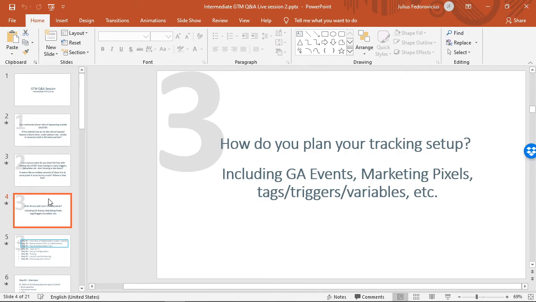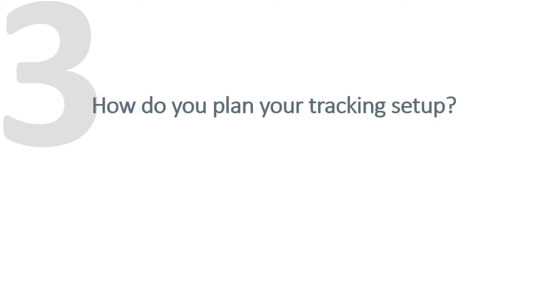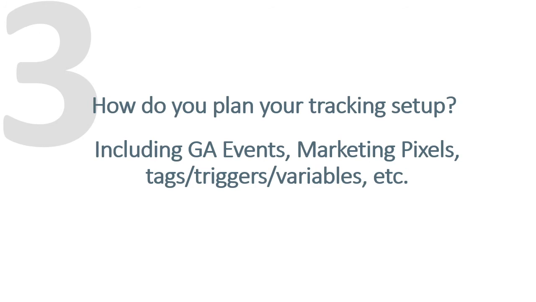So this one should be the long one, but probably also quite useful for those who haven't found their most optimal approach and process for how to work with analytics projects. Of course, I don't think that this is the most optimal thing, but I don't know a better one. So right now I'm using this one. So the question is, how do you plan your tracking setup? And this includes GA events, marketing pixels, tags, triggers, variables, and so on.